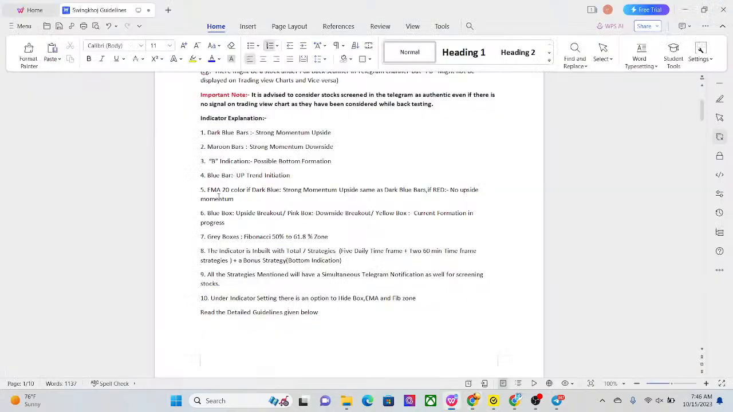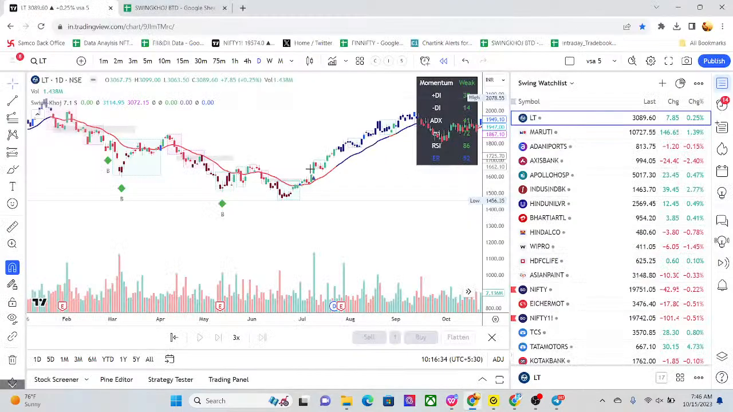Then we have the B indication. It's a possible bottom formation. You can see the B indication here. It says it could be a possible bottom. You can see how good it is, right?